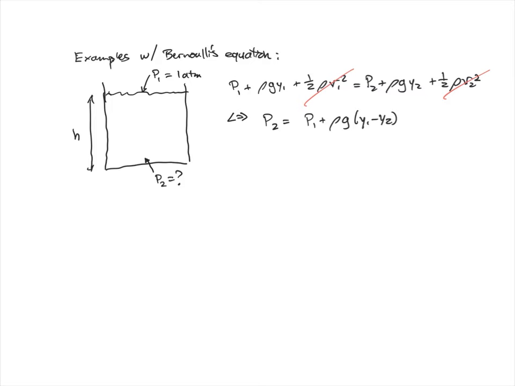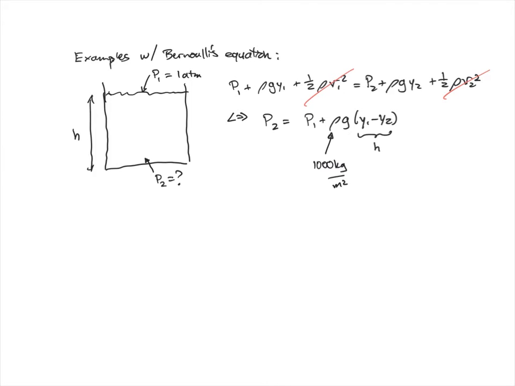So that's pretty keen. So we can see that the pressure at the bottom of the tank is higher than the pressure at the top of the tank by an amount that's proportional to the height difference. So we could rewrite this as rho g times h. And so we know what the density of water is. That's 1,000 kilograms per meter cubed. And of course, we know the value of g.